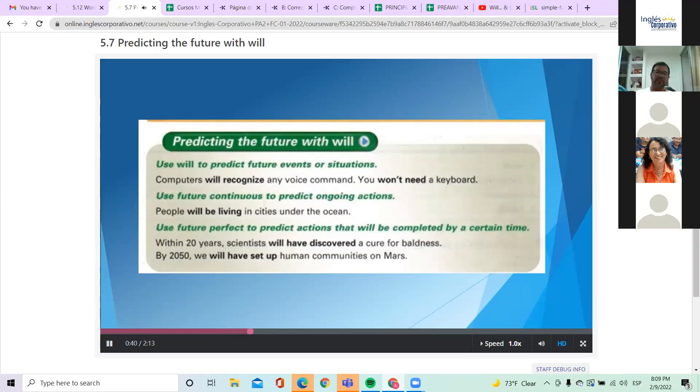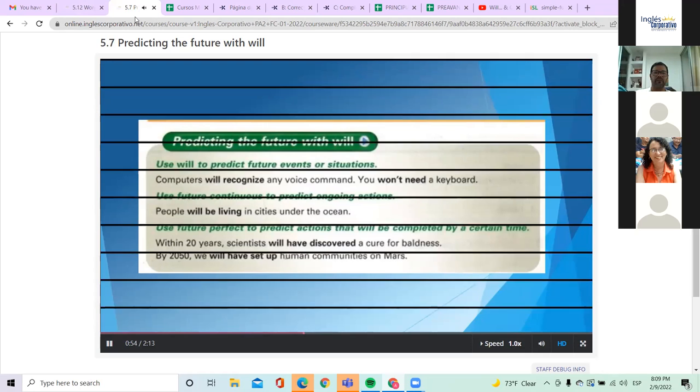Use future perfect to predict actions that will be completed by a certain time. Within 20 years, scientists will have discovered a cure for baldness. By 2050, we will have set up human communities on Mars.